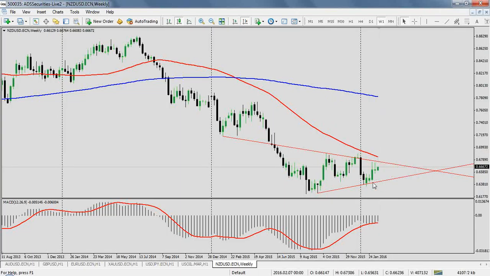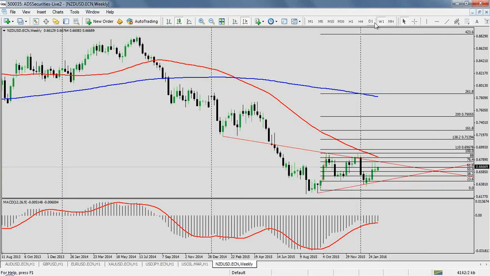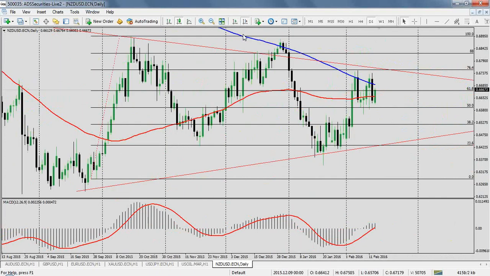If we look at the pair a little closer from the Fibonacci point of view, and go on the daily time frame, we can see that so far the pair is looking for the golden cross on the 250 day moving averages, and that's a bullish indication. At the moment the pair is trying to push above the 61.8% Fibonacci retracement zone.